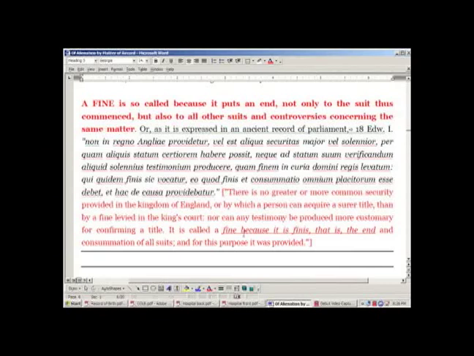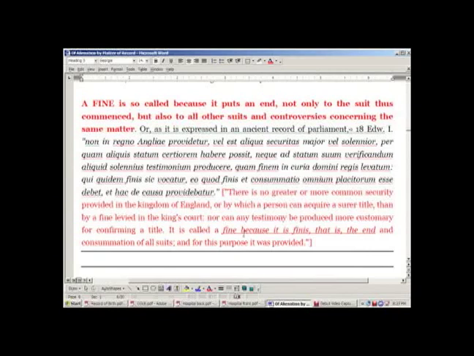A fine is so-called because it puts an end not only to the suit thus commenced, but also to all other suits and contrivances concerning the same matter. So anything that's attached to it comes to an end once you claim it. Or, as expressed in ancient record of Parliament, luckily it's in English, and when you see this stuff in law books, it's in Latin, you really want to cut and paste it, see what it means.